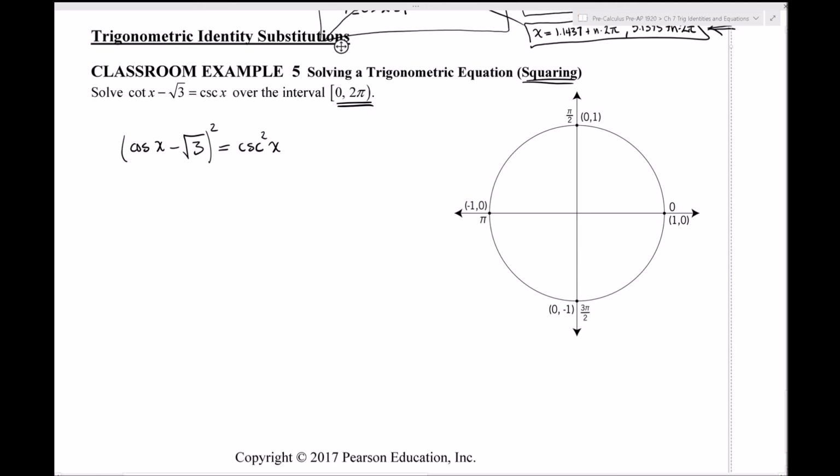And to square the left-hand side, perfect square, it's a shortcut. Cotangent squared x minus 2 square root of 3 cotangent x plus 3. Right-hand side, it's already done. How do we get this? That I'm not explaining. That's a perfect square, so it's a shortcut. If you want to see if you can figure out how that works, you take this one, multiply it with itself, FOIL, combine like terms, and you should get the same thing. Okay, so cotangent squared minus 2 square root of 3 cotangent x plus 3 is equal to cosecant squared x.